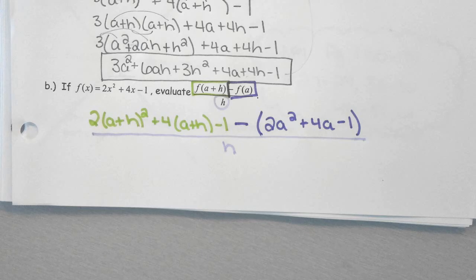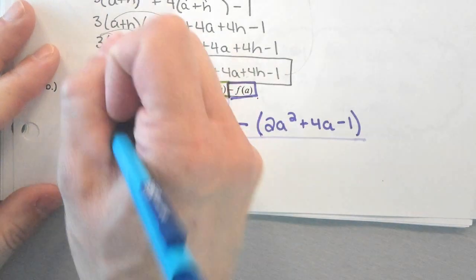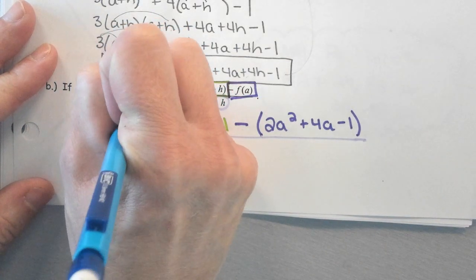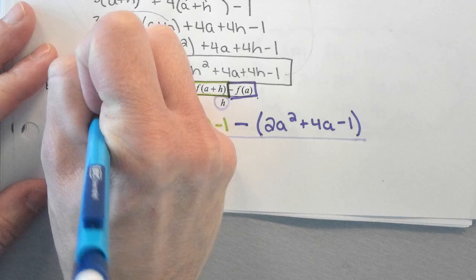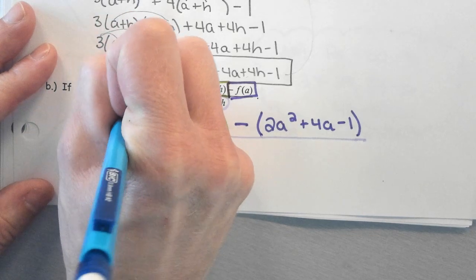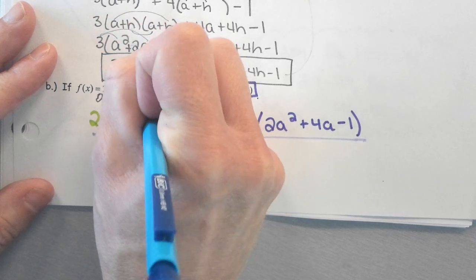So that's the color coding. That's where everything came from. So the h is just an h. There's my a. There's my a plus h plugged in. Alright, here we go. So this is going to give me, remember what we got out of here last time, a squared plus 2ah plus h squared.